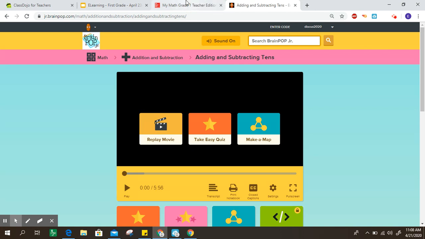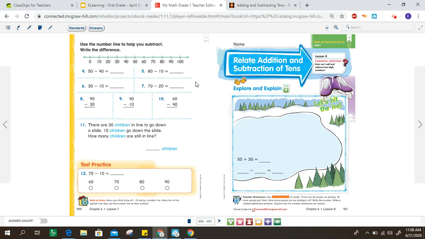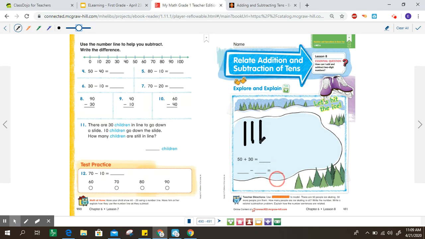Awesome. So today, boys and girls, you are going to be starting on page 491. It says relate addition and subtraction of tens. Use manipulatives to model. There are 50 people ice skating. I'm going to draw this out right here for you guys. There are 50 people. I'm going to draw 10 rods. So this is going to be a group of 10. 10, 20, 30, 40, 50.